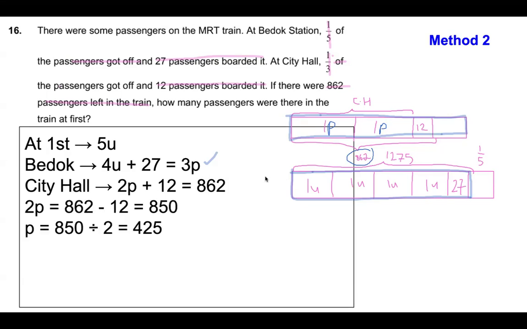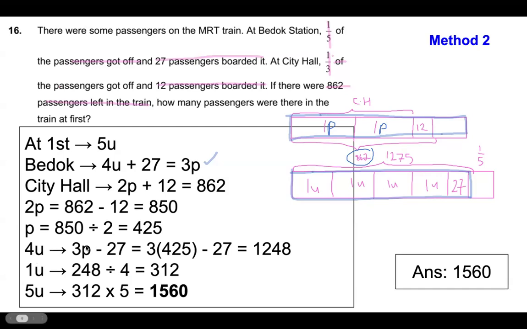So now, next. How do you find 2 parts? Same thing. Okay, 2 parts will be 862 minus 12. And then to find 1 part will be 850 divided by 2, which is 425. Okay, and then of course, you will need to find 3 parts. That's next. Or you can straight away find 3 parts, which is equal to 4 units plus 27. So 4 units is equal to 3 parts minus 27.